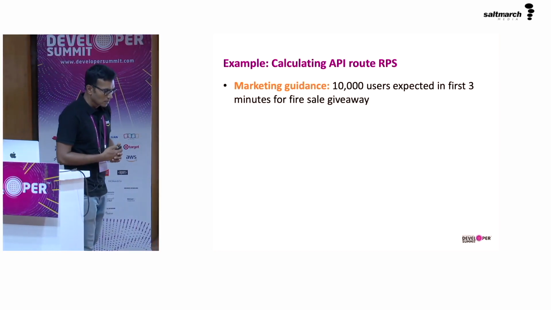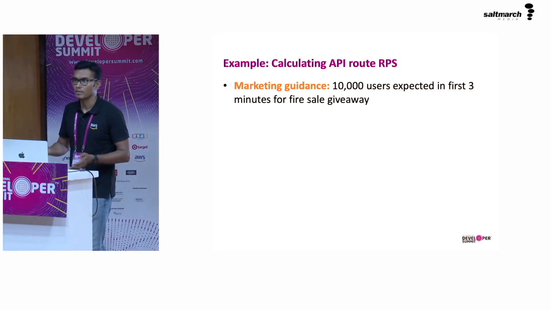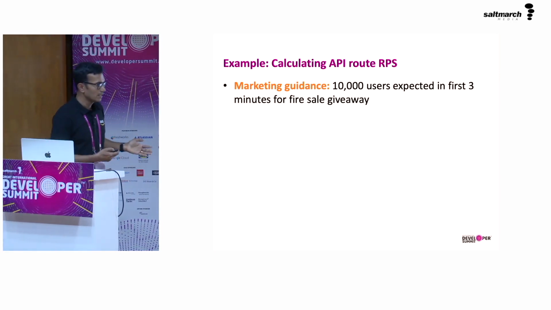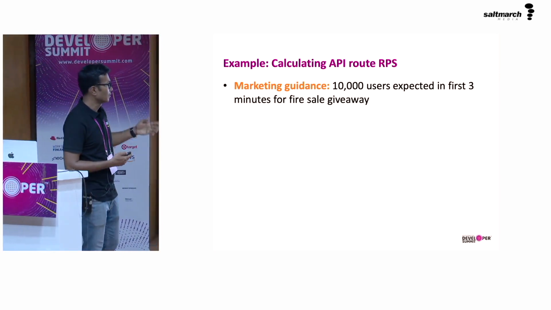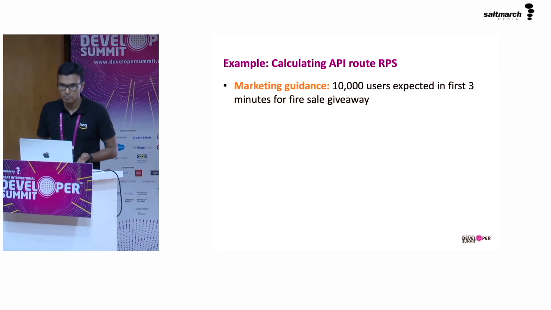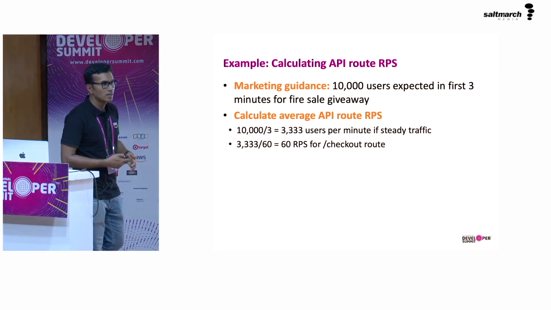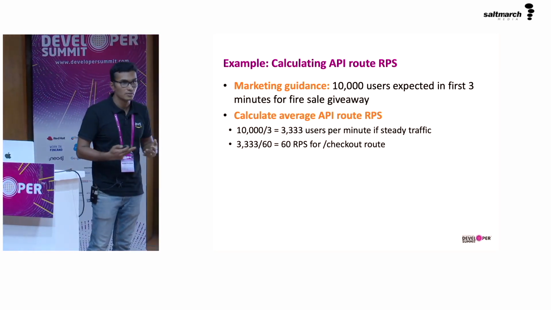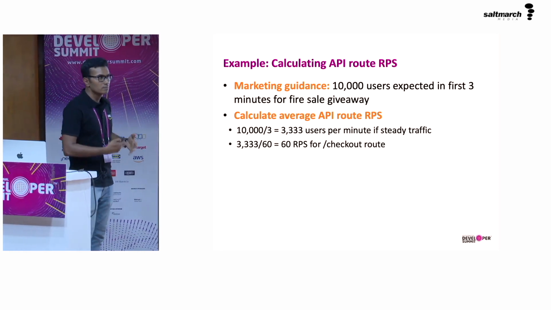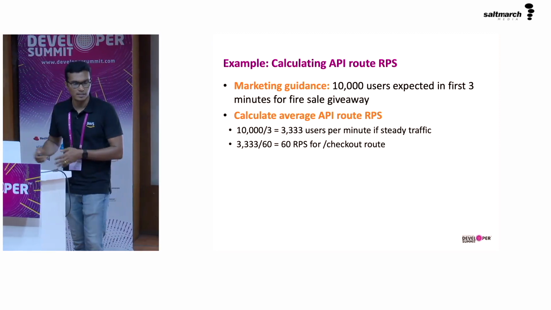So let's say you have an upcoming sale event where you're going to give a few things to users for free. The marketing team is advising that you are going to have 10,000 users in the first 3 minutes. If you directly divide that by 3, that comes to roughly 3,300 users per minute. And if you want to calculate that further to requests per second, divide by 60 and you would get roughly 60 requests per second.